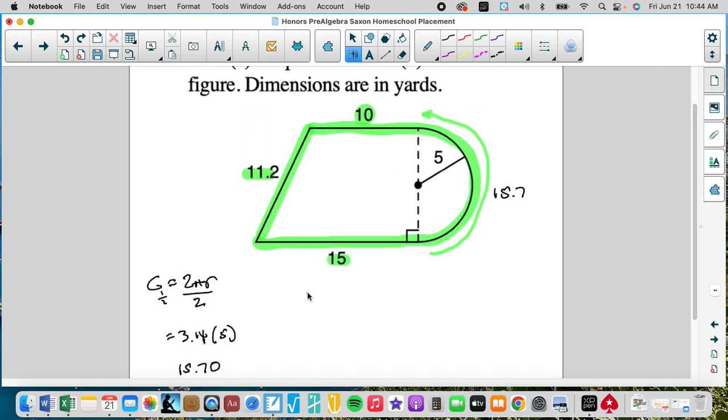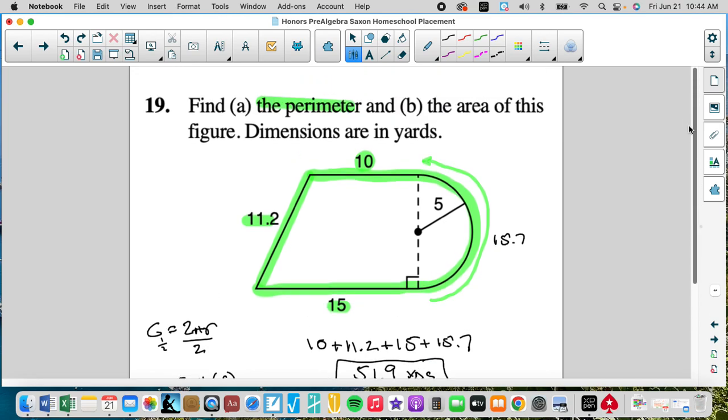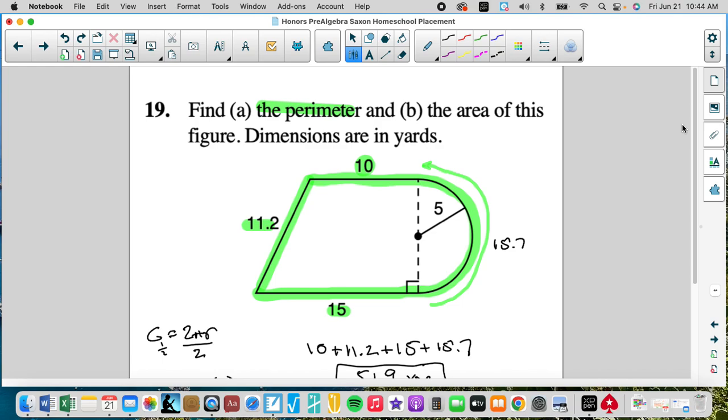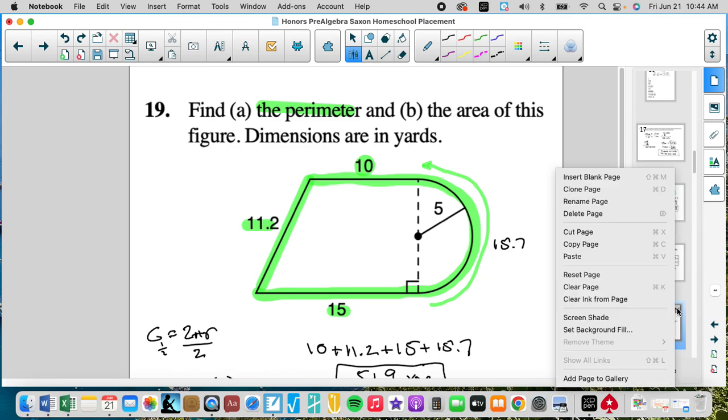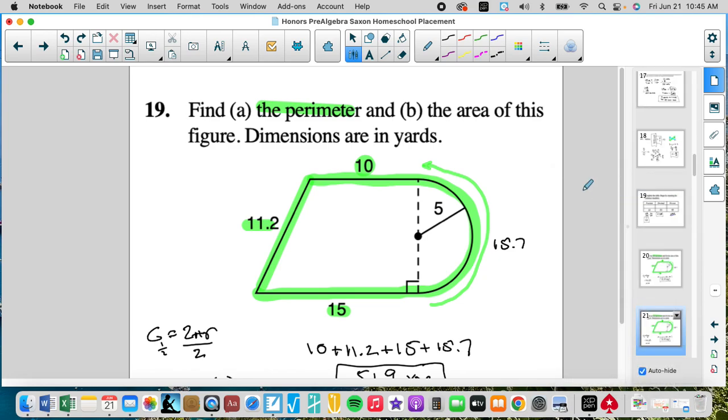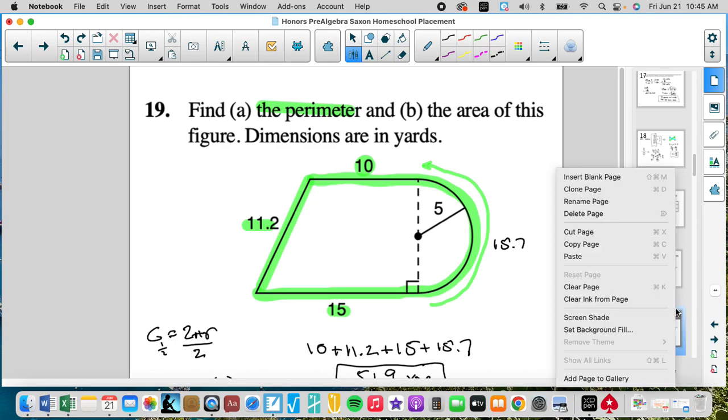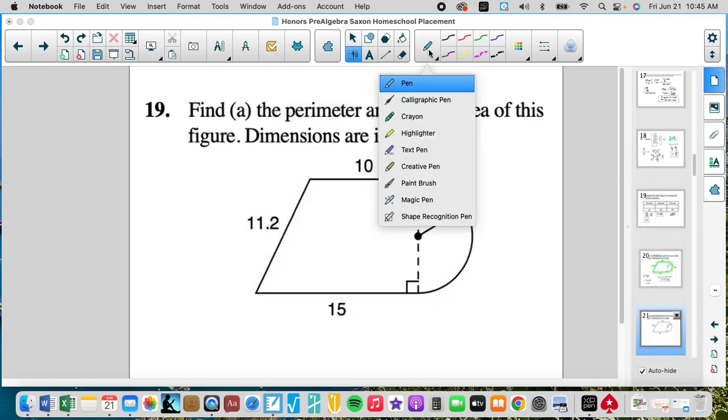So I have 10 plus 11.2 plus 15 plus 15.7. And all of those distances add up to 51.9 yards. So that is going to be my perimeter around the object. We're going to copy this page. Let's copy it. Oh, let's clone the page, excuse me. So let's clone it. Let's erase this ink from it.